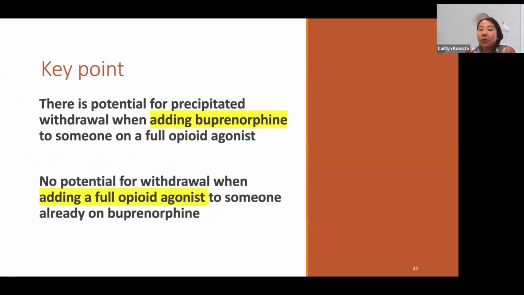So you can potentiate withdrawal by adding a large amount of buprenorphine to someone already on a full agonist, but the reverse is not true. So you will not cause any problems for a patient who is on buprenorphine and you add an agonist. And that's why you can use your PRNs of whatever you want, oxycodone, morphine, hydromorphone, in someone who's already on buprenorphine.